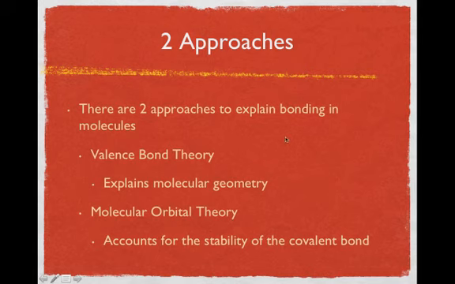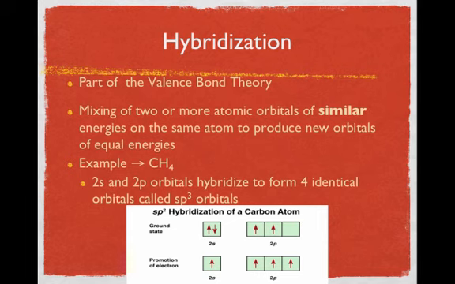Okay. So there's two approaches to explaining bonding in molecules, and we're going to look at the valence bond theory, and that's where we're going to look at hybridization. We will not go through molecular orbital theory. That's the part in the chapter we're going to skip, okay? So hybridization is part of the valence bond theory, and it's mixing two or more atomic orbitals of similar energies, meaning you have to be in the same main energy level. So 2s and 2p can mix and hybridize, but 1s and 2p cannot because they're not in the same energy level.